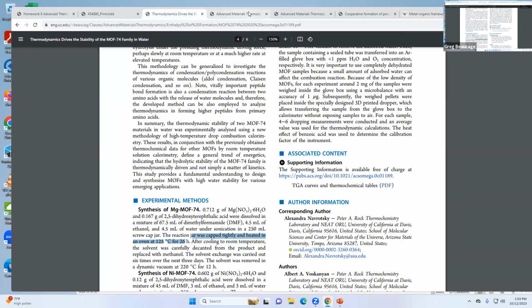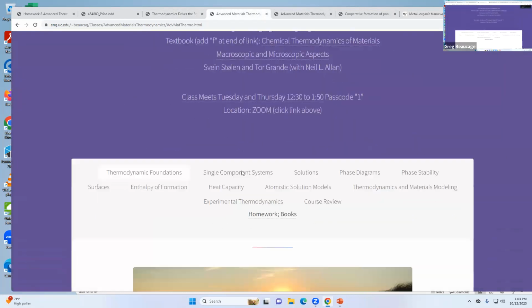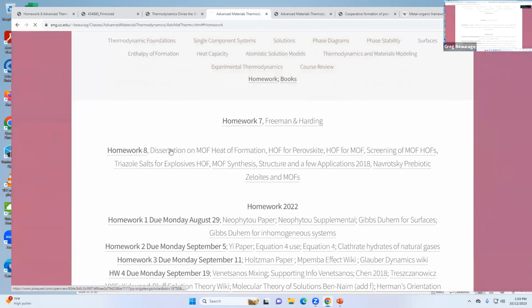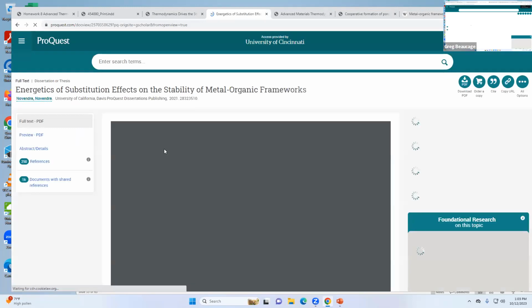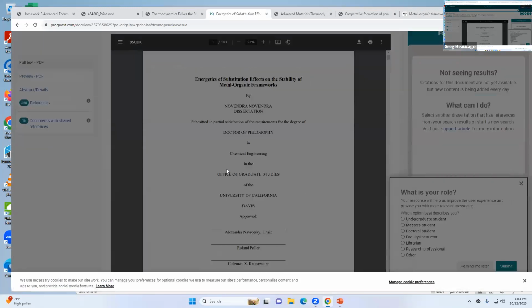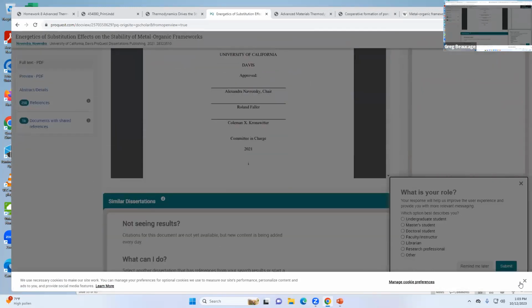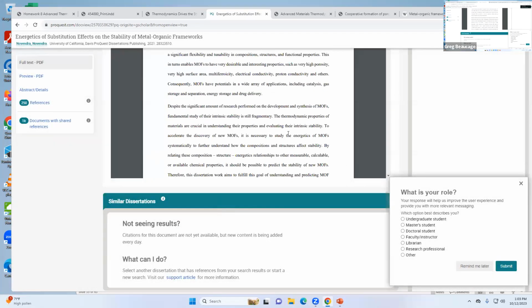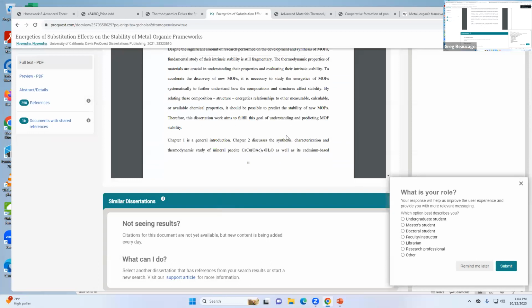All right, so, right, homework 8. I think it's in this dissertation. And then I can't search this thing, I don't think. It's called, what's it called? Ferry.